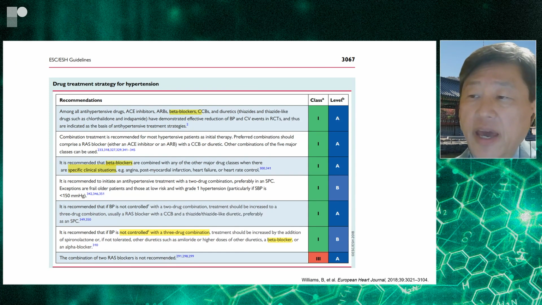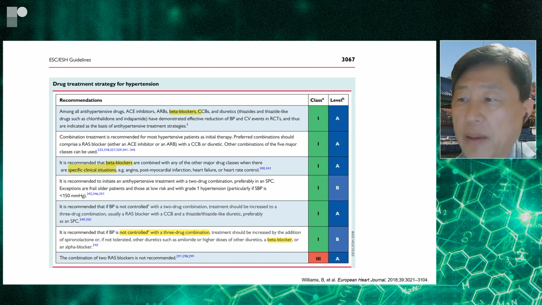In the 2018 ESH guideline, beta blockers have a class 1 and level A recommendation as an anti-hypertensive drug, but first-line use of a beta blocker is not recommended. Second, in specific clinical situations such as angina, post-myocardial infarction, heart failure, or heart rate control, a beta blocker also has a class 1 and level B recommendation. If blood pressure is not controlled with a 3-drug combination, a beta blocker is one of the options as an add-on therapy to control blood pressure optimally.